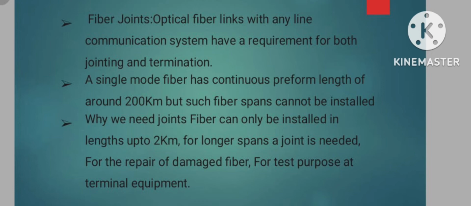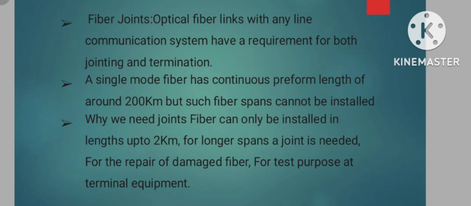And single mode fiber has a continuous preform length of around 200 kilometers. Single mode, as we saw earlier, carries a single information signal, but a fiber span of 200 kilometers cannot be installed continuously. So for 200 kilometers, we can't use single mode without these joints. An optical fiber can be made only up to about 2 kilometers, so for longer spans a joint is needed.